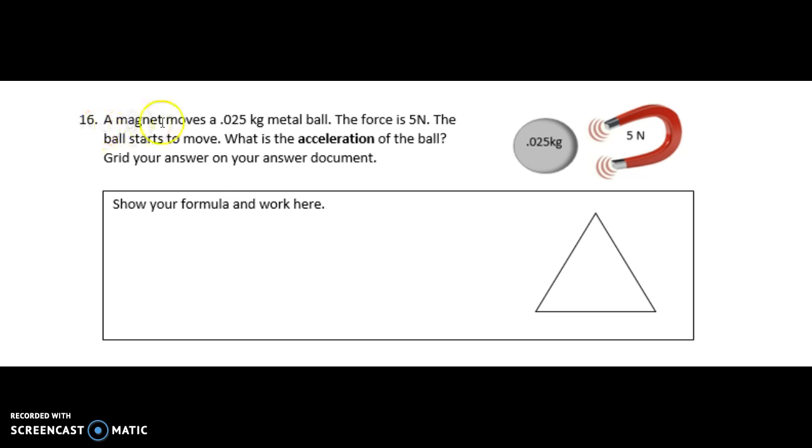Number 16. A magnet moves a 0.025 kilogram metal ball. The force is 5 newtons. The ball starts to move. What is the acceleration of the ball? Show your work here. Use your formula triangle here. When you get your final answer, make sure you use your calculator and grid your answer on your answer document.